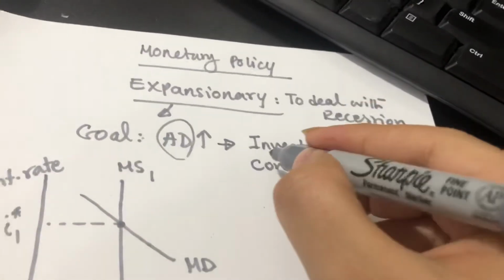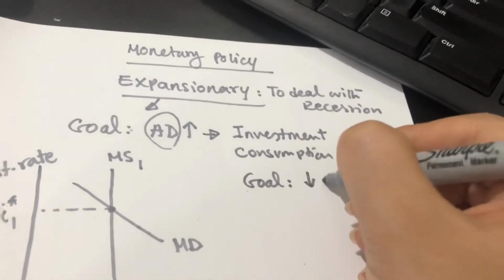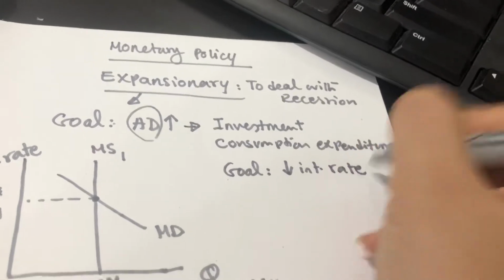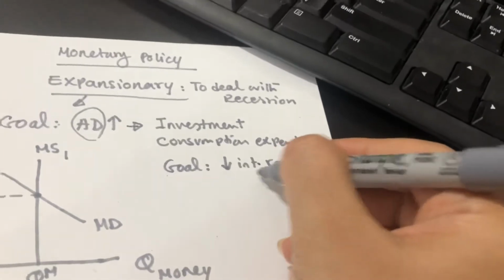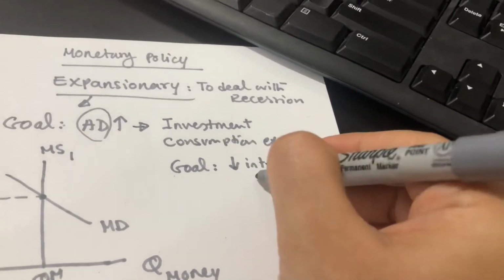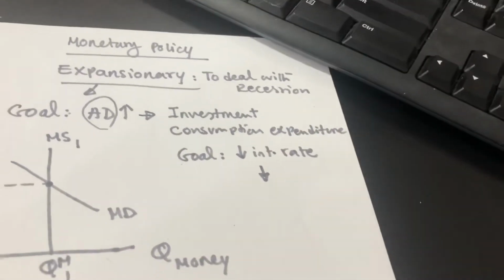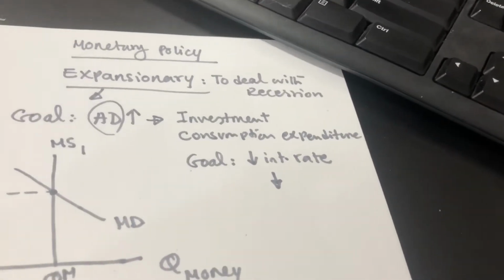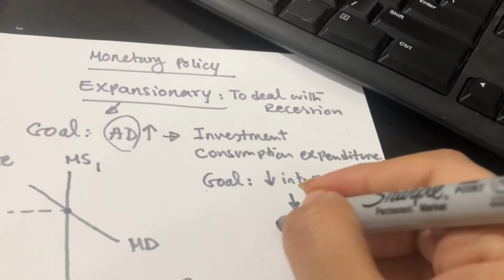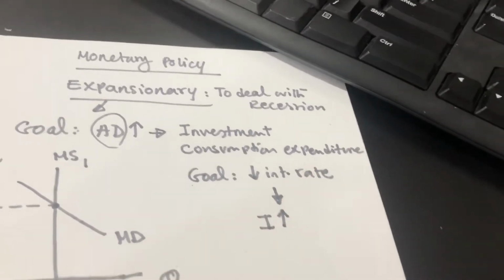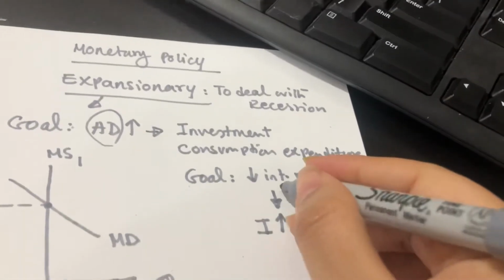So the Federal Reserve's goal here is to reduce the interest rate. I'm kind of moving backwards. The Federal Reserve will want to reduce the interest rate because as soon as the interest rate goes down, remember that the interest rate is the opportunity cost of borrowing. So it means that the Federal Reserve is making borrowing cheap for everybody in the hope that the investors will borrow more money and invest more in the economy.